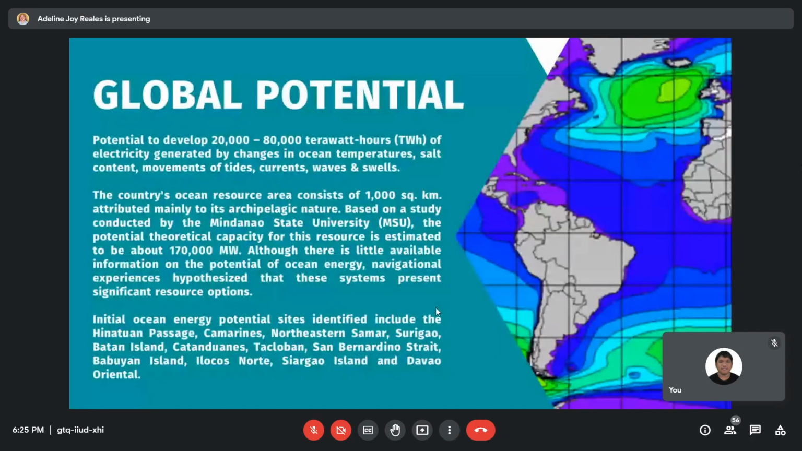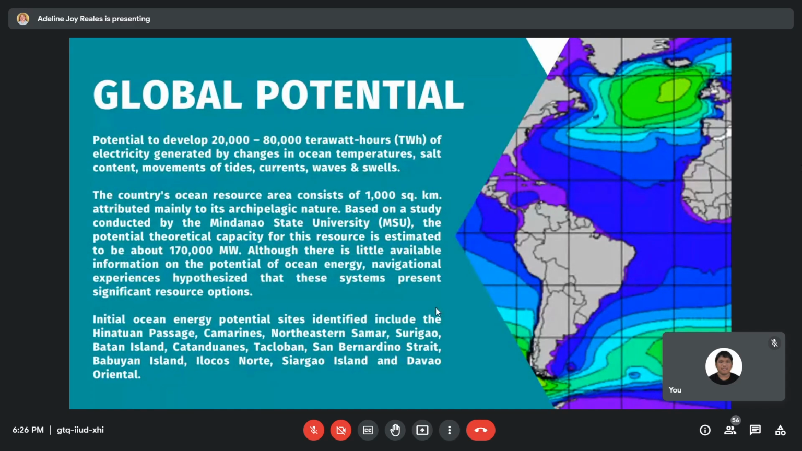Global potential. So there is a potential to develop 20,000 to 80,000 terawatt hours of electricity generated by changes in ocean temperatures, salt content, movement of tides, currents, waves, and swells. The country's ocean resource area consists of 1,000 square kilometers, attributed mainly to its archipelagic nature. Based on a study conducted by the Mindanao State University, the potential theoretical capacity for this resource is estimated to be about 170,000 megawatts.